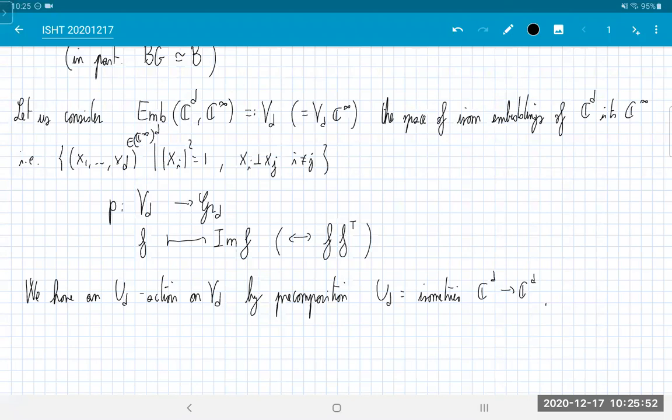So if you precompose an isometric embedding by an isometry, you get... And this is actually a right action. I think I wrote the lemma for the left actions last time, but of course you can just precompose with the inverse map or whatever if you want to get a left action.